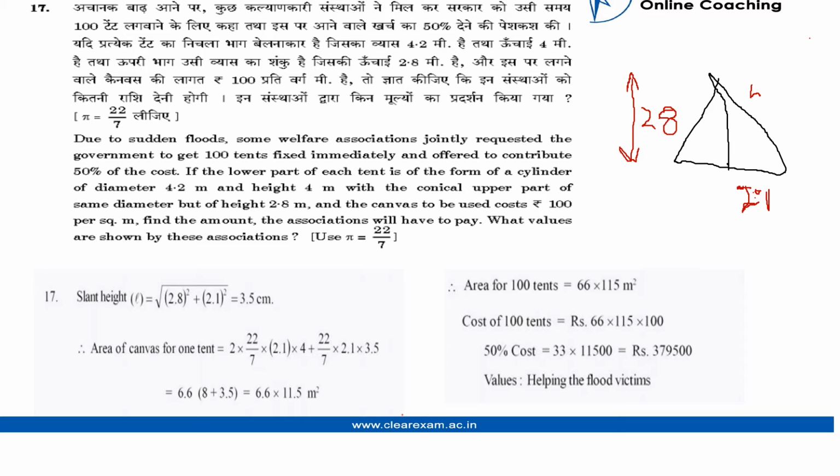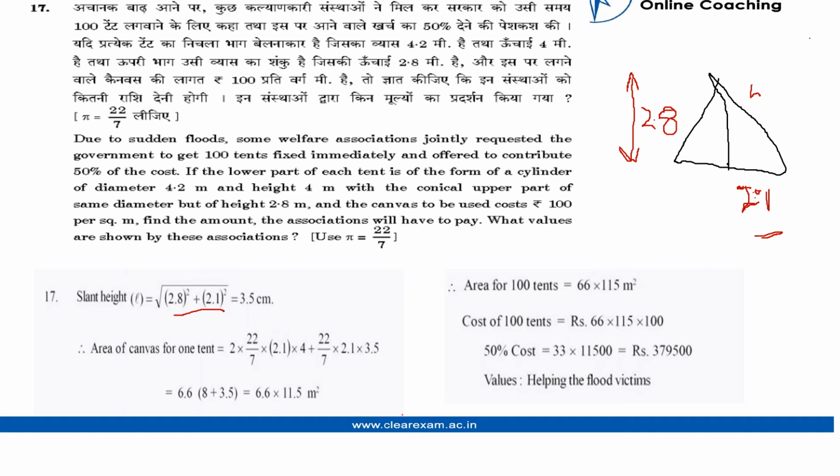So, to solve this question, first we'll move to the conical part of the tent, which is of height 2.8 meter and radius 2.1 meter. We'll find the slant height of the cone. To find it, we'll use the formula l = √(r² + h²). Here r is 2.1 and h is 2.8. So l will come out to be √(2.8² + 2.1²), that is 3.5 meter.